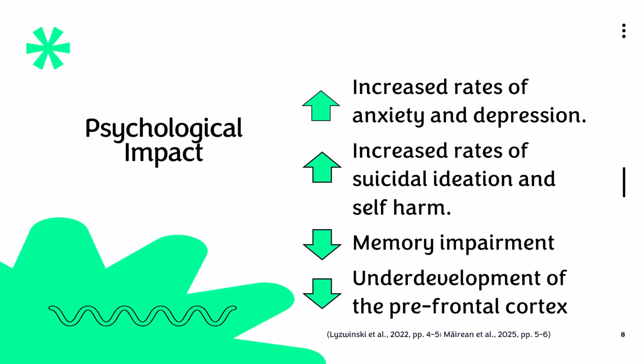Some of the psychological impacts of vaping in adolescence are increased rates of anxiety and depression, increased rates of suicidal ideation and self-harm, memory impairment, and underdevelopment of that prefrontal cortex. Again, we're going back to that prefrontal cortex and its impact on the risky behaviors that adolescents already have, which nicotine would increase because of the underdevelopment of that prefrontal cortex.